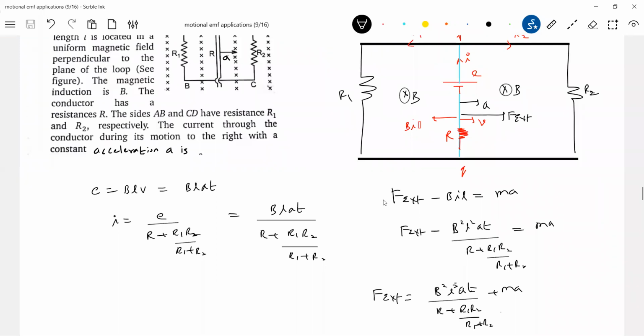Then the change in kinetic energy of the rod is what? Work done. They may ask you the work done here. So for work done, what should you do? Take help of the change in kinetic energy of the system, or the change in kinetic energy of the rod, plus also the heat generated.